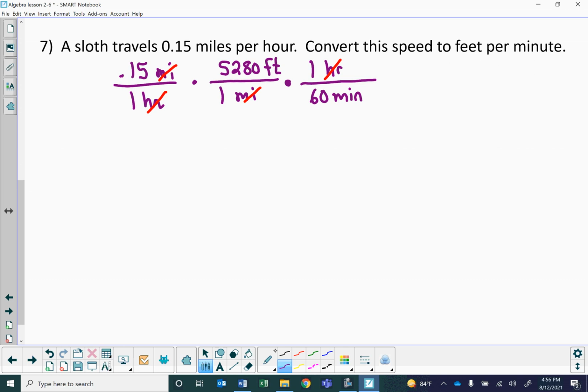So I'm going to take my 0.15, multiply that by 5,280, and that gives me 792 over 60, but I don't need to know how far it can go in 60 minutes. I need to know how far it can go in 1 minute. So I take my 792 and I divide it by 60, and I'm going to get 13.2. So this would be 13.2 feet per minute. So the sloth doesn't go anywhere near as fast as the kangaroo goes.